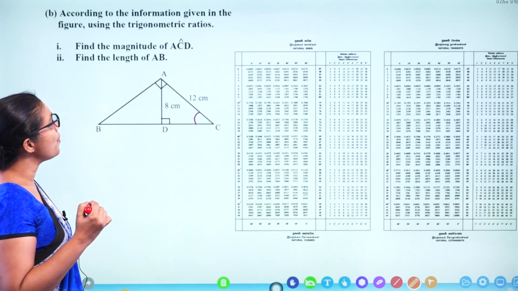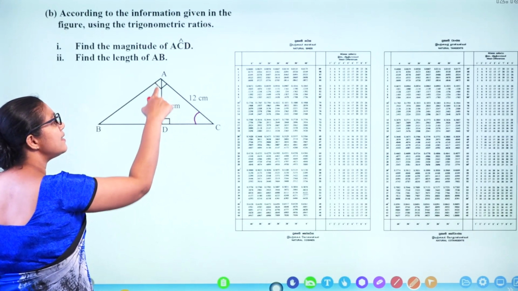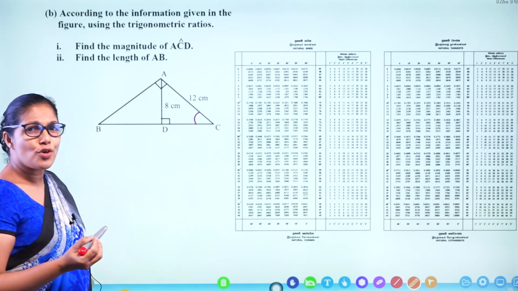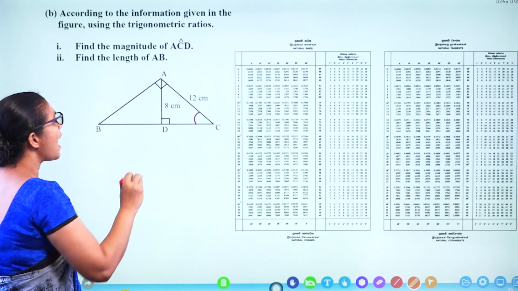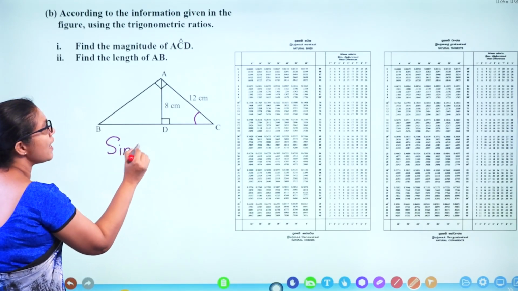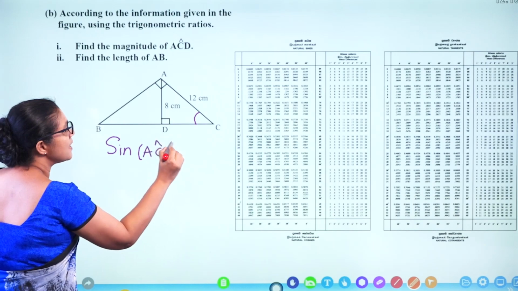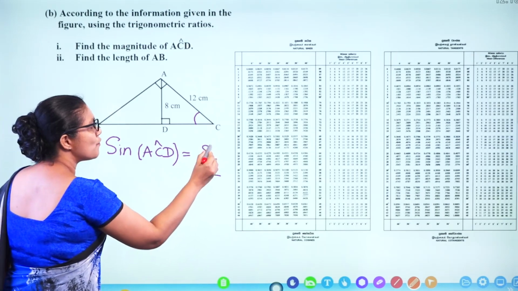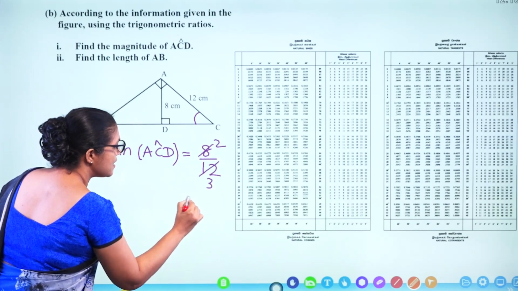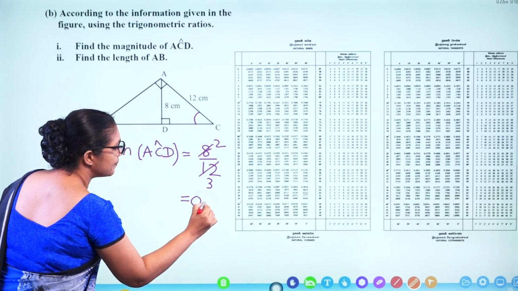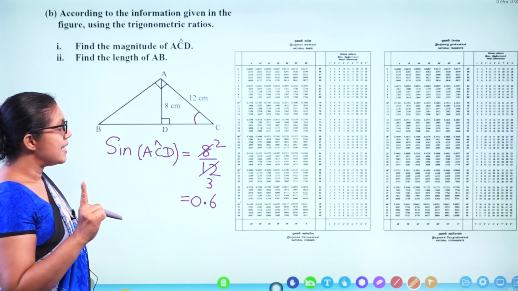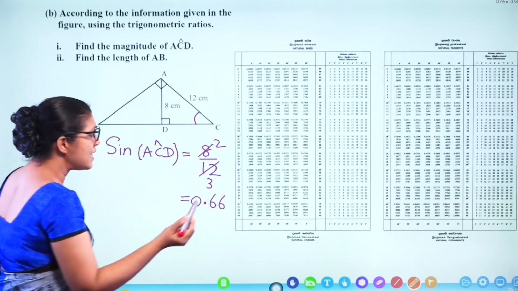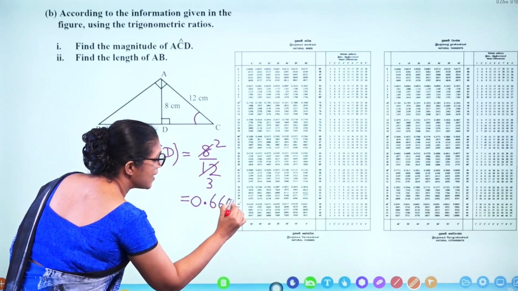What's the suitable ratio we can use? To this angle, this is opposite and this is the hypotenuse. So what's the ratio? Sine ratio. So sine of ACD is equal to 8 over 12. That means 4 times 2, 4 times 3. Divide, you get 0.6, 6, 6, 6 like that. So you can round it and write down 0.6667.